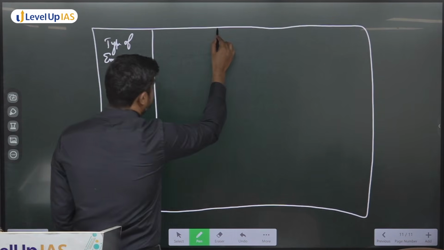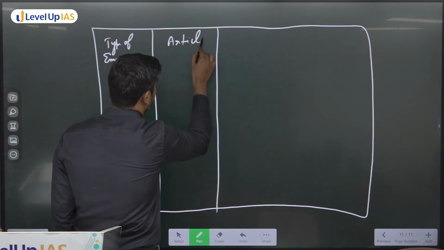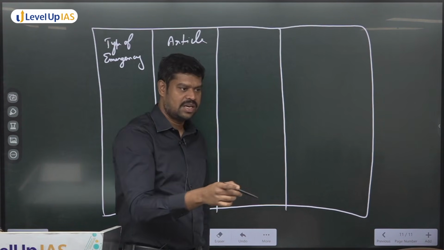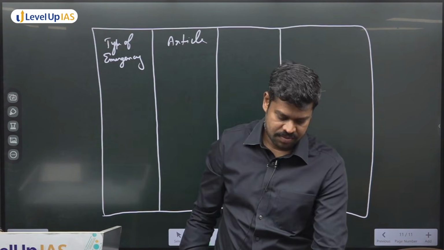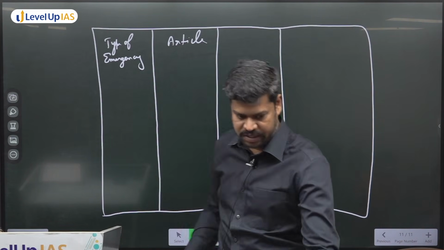Put type of emergencies. It is there in the handout. Can you just see it? All right. So then it is not required.